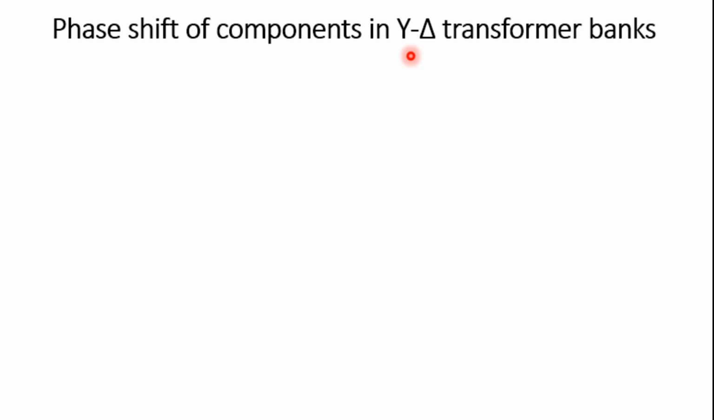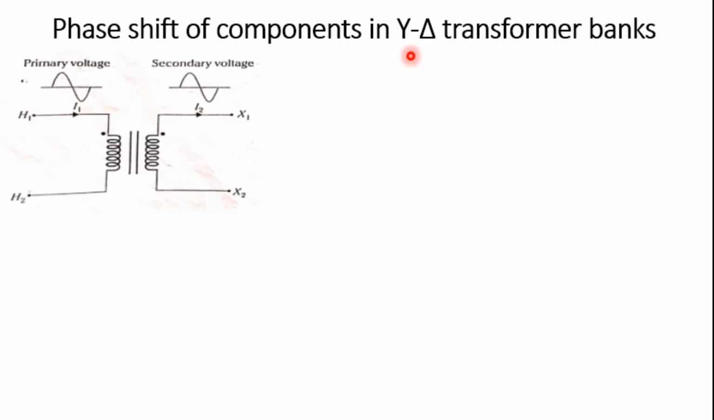The polarity of the winding is going to determine the phase shift. Here we can see that it mainly depends upon Lenz law, that is applying Lenz law and the right hand grip rule for the configuration. So here H1 and H2 indicate the high voltage side, and X1 and X2 indicate the low voltage side.